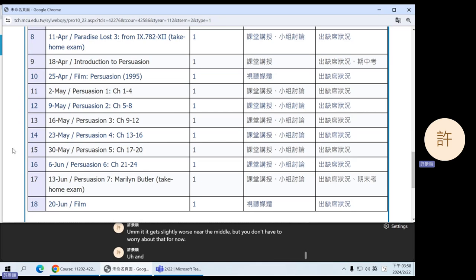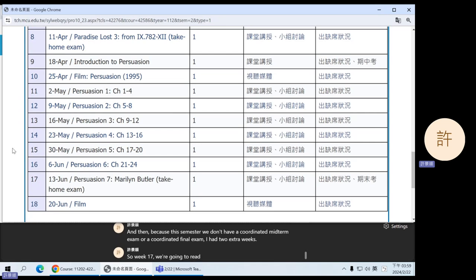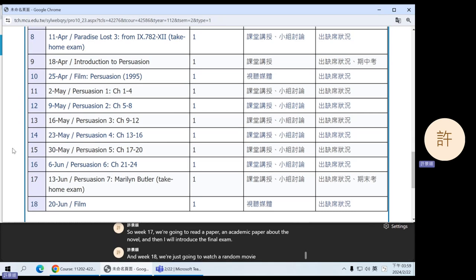And then because this semester we don't have a coordinated midterm exam or a coordinated final exam, I had 2 extra weeks. So week 17, we're going to read an academic paper about the novel. And then I will introduce the final exam. And week 18, we're just going to watch a random movie to relax. So that's what we're going to be doing this semester.